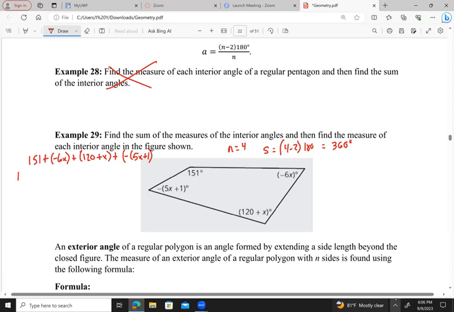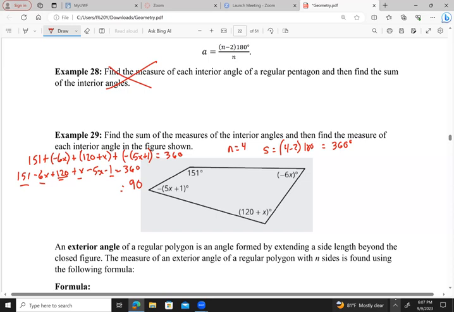So this becomes 151 equals 360, sorry. This becomes minus 6x plus, there's where we messed up, 120 plus x minus 5x minus 1 equals 360. I think we missed that last time. So I have 271, which I'm going to subtract from here. It should give me 89. Oh, wait, 270. 151 plus 120 is 271 minus 1. So this is just going to be 90.